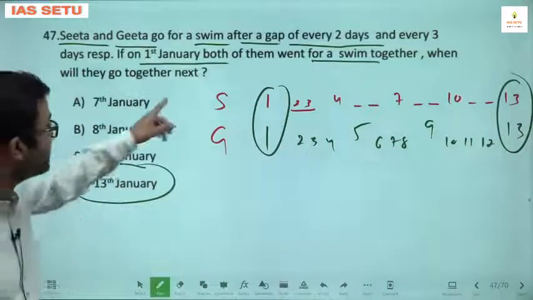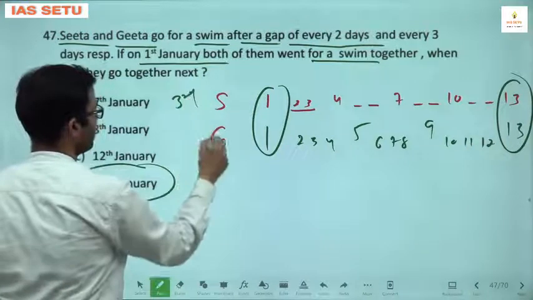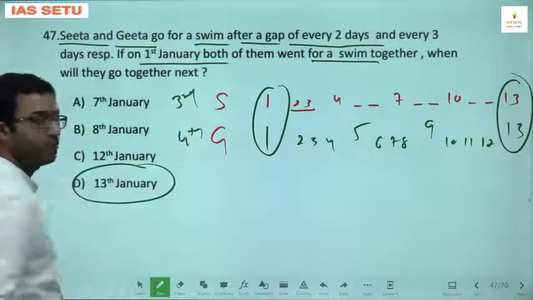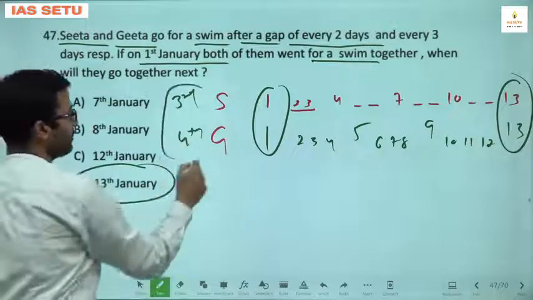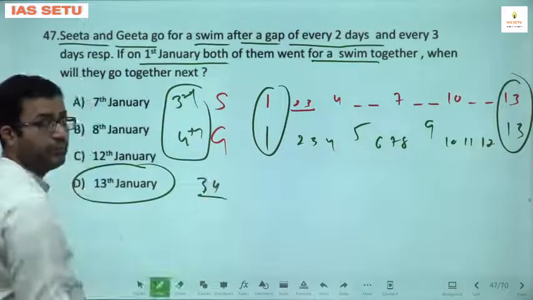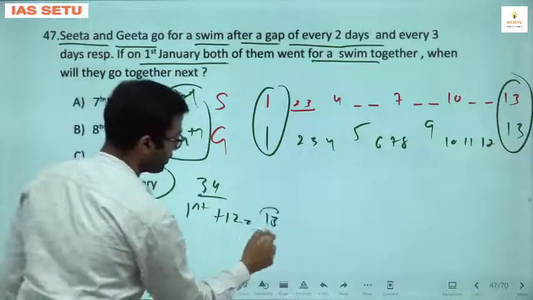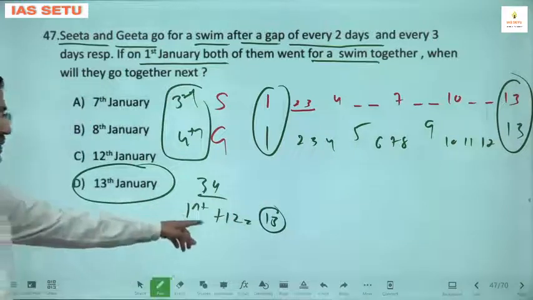The catch here is that after a gap of 2 days means every 3rd day. And here Geeta is every 4th day. You can take the LCM, which is an alternate method. The LCM of 3 and 4 is 12. So after a gap of 12 days, in 1st January you have to add 12, then it will be 13th January.